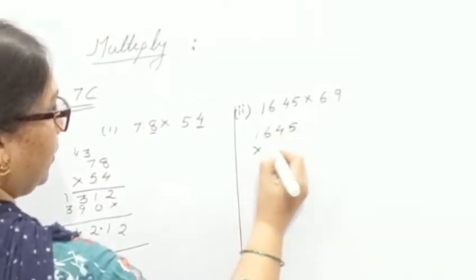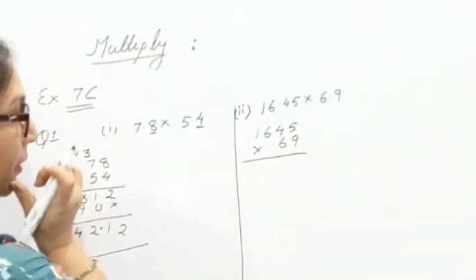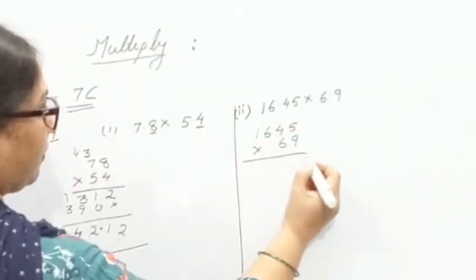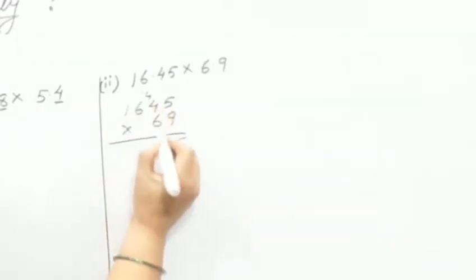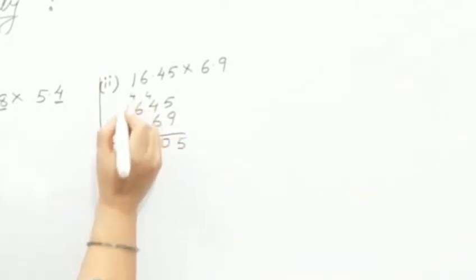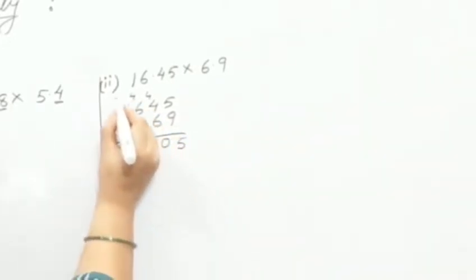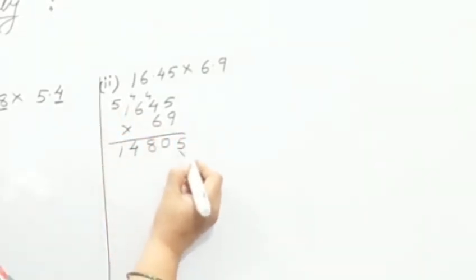1645 into 69. Proceed with the multiplication like a simple whole number multiplication. 9 5s are 45, 5 down, 4 carry. 9 4s are 36 plus 4, 40, 0 down, 4 carry. 9 6s are 54 plus 4, 58, 8 down, 5 carry. 9 1s are 9 plus 5, 14. Move on to the next step.